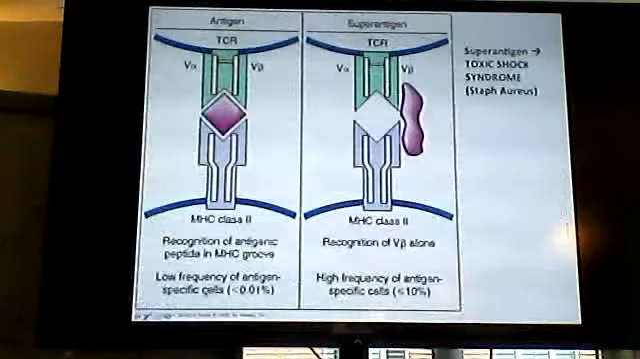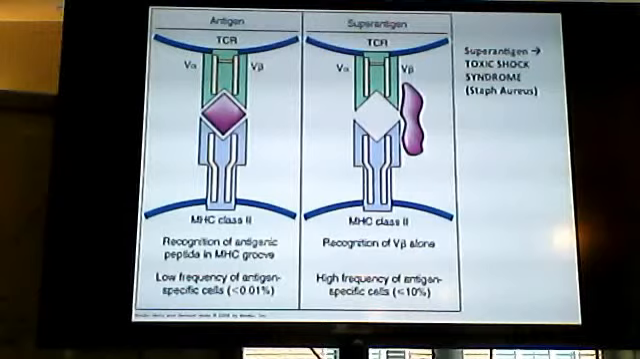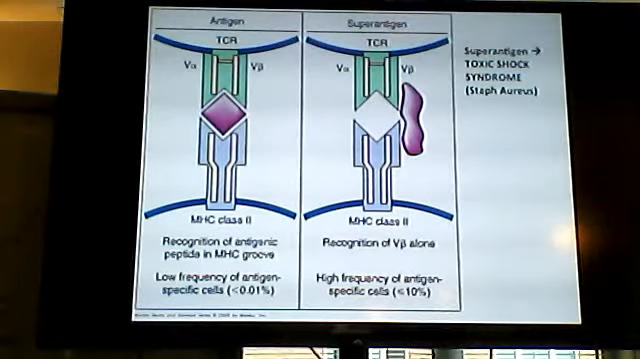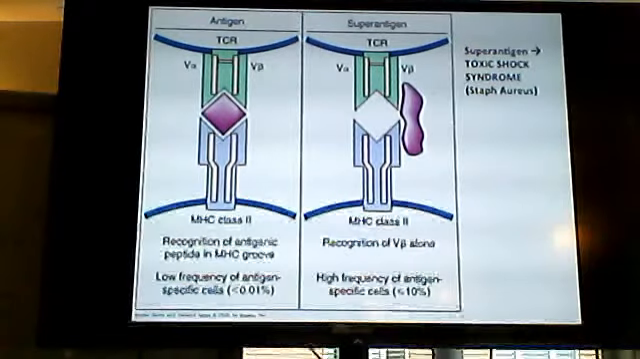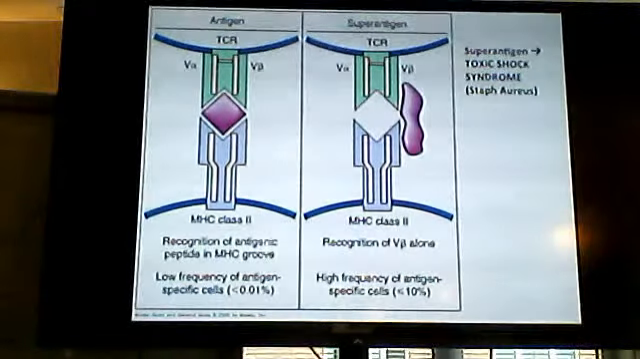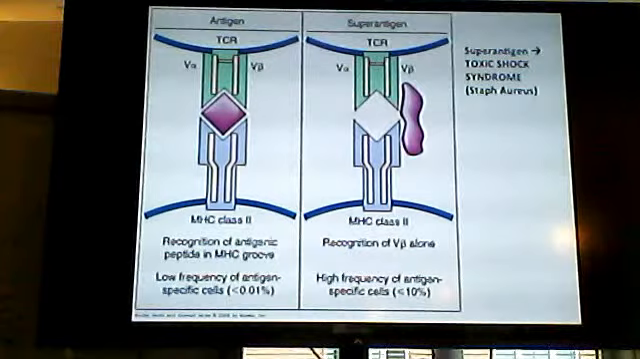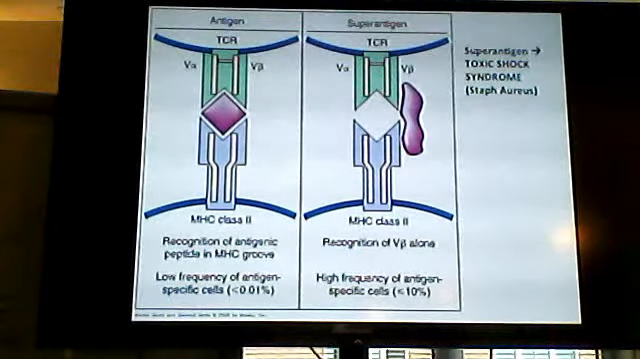You can also have what's called a superantigen, and that might be associated with Staph aureus. Staph aureus is capable of inducing toxic shock syndrome. The superantigen will more permanently link the T cell receptor with the MHC class 2 molecule so that it's constantly inflamed.